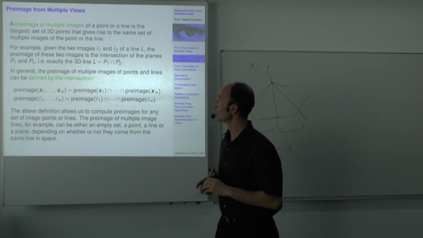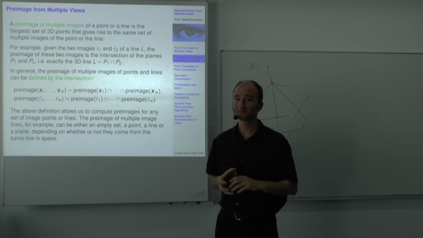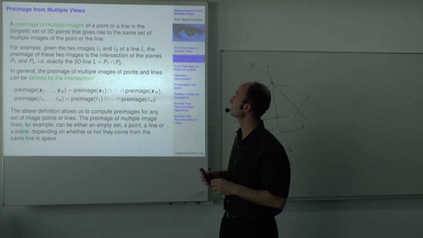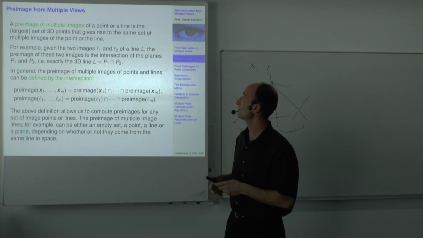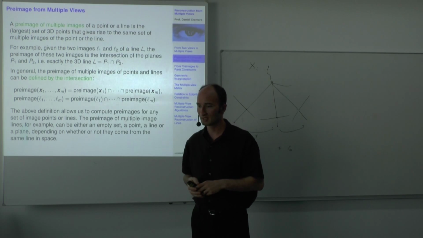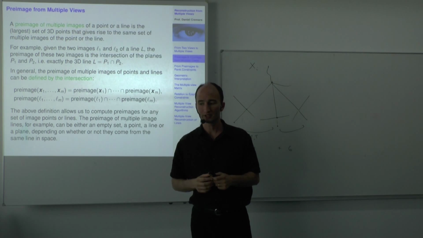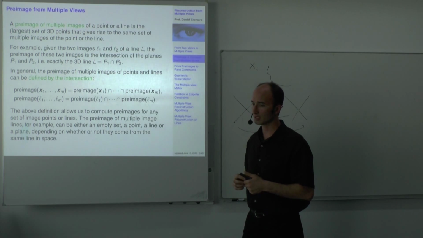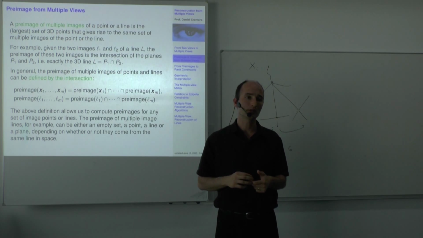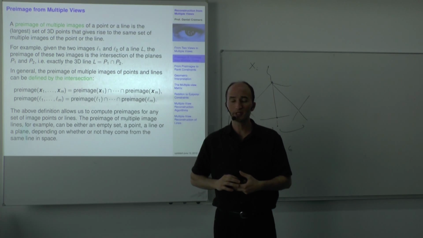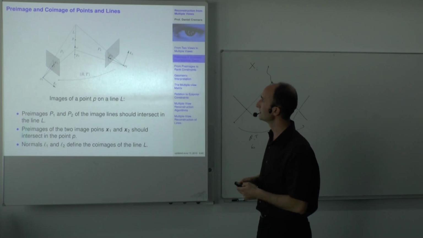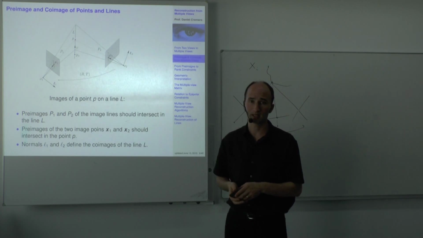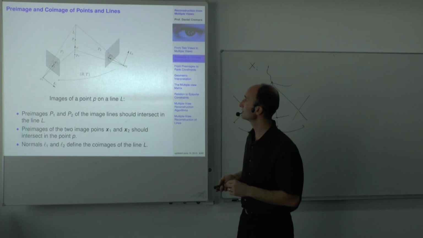So let's go into it now. The pre-image of multiple images of a point or a line is the largest set of 3D points that give rise to the same set of multiple images of that point or line. So what we do now is we go back to the notion of pre-images a little bit in more detail. Maybe I'll show you the drawing first so that you get an idea of what we're trying to do here.